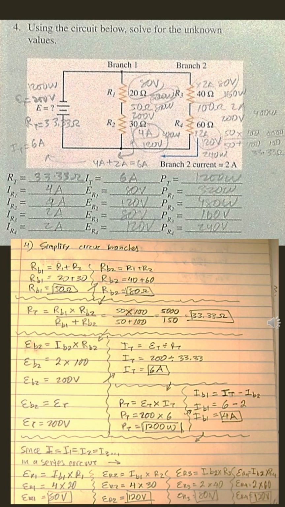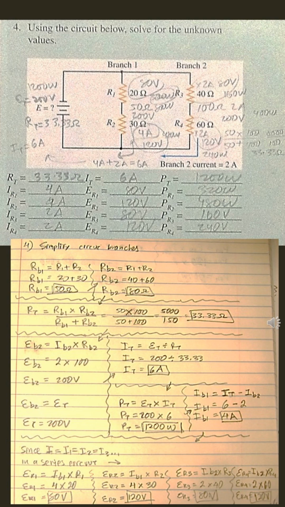We begin with the voltage drop at R1, which is the current at B1 times the resistance at R1. In this case, it is 4 amps times 20 ohms, or 80 volts. We do the same thing with the voltage drop at resistor 2, which equals the current at B1 times resistor 2's value, which is 4 amps times 30 ohms, or 120 volts. Same thing with the voltage drop at resistor 3, which equals the current at B2 times the value of R3, or 2 amps times 40 ohms, equals 80 volts.